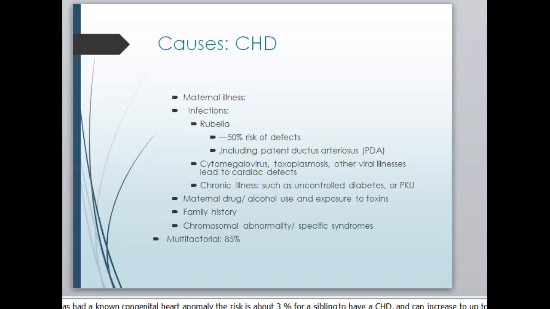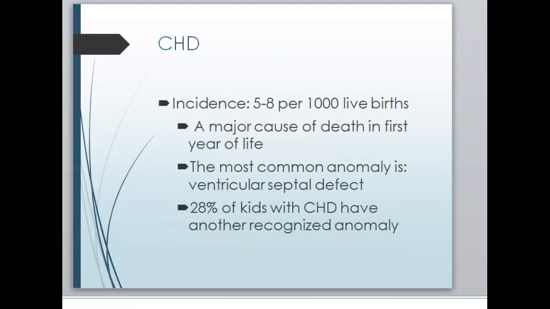Chromosomal anomalies that often have CHD associated with them include trisomy 21 with Down syndrome, trisomy 18, Williams syndrome, Noonan syndrome, and DiGeorge syndrome, and that's just to name a few. So there are different types of syndromes that you might see.